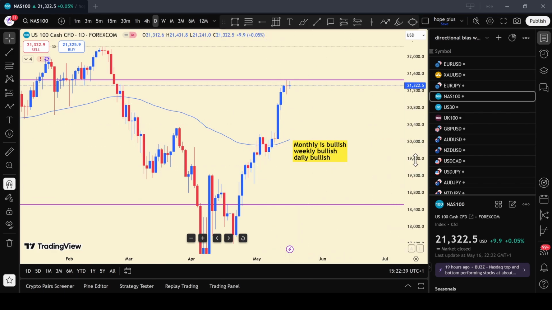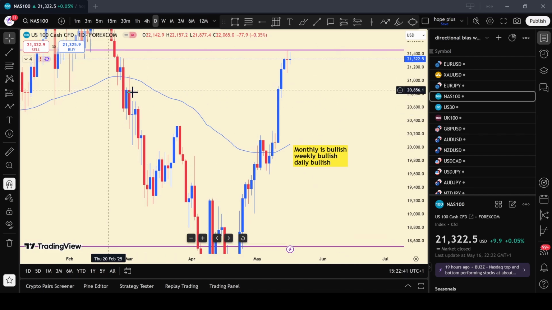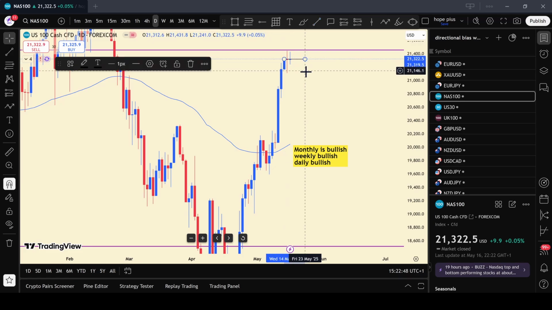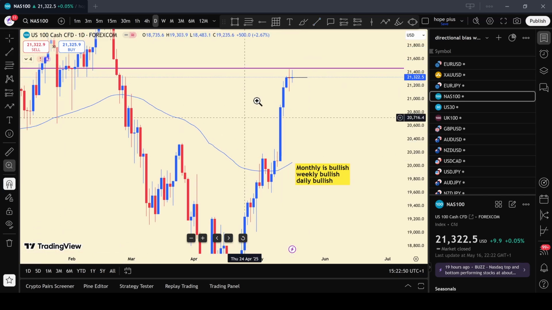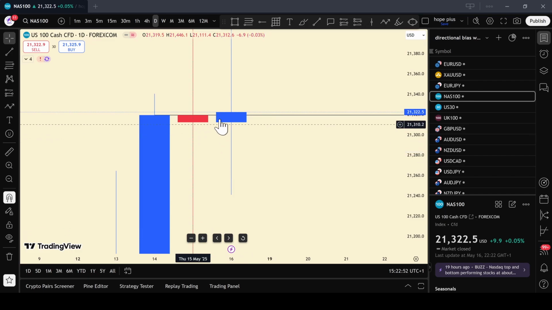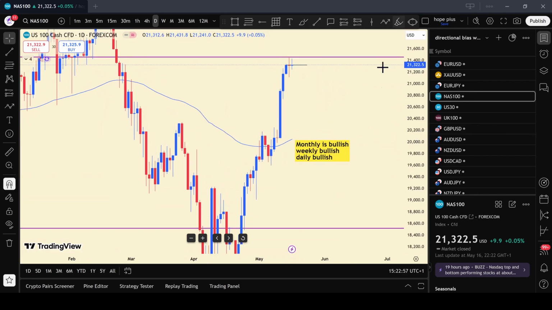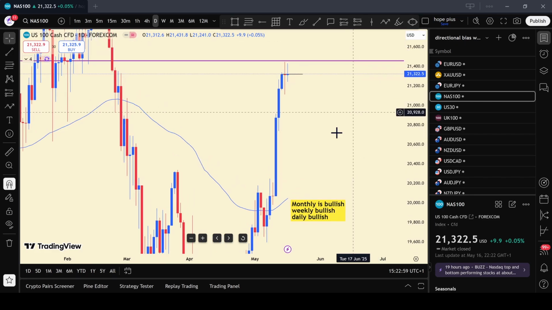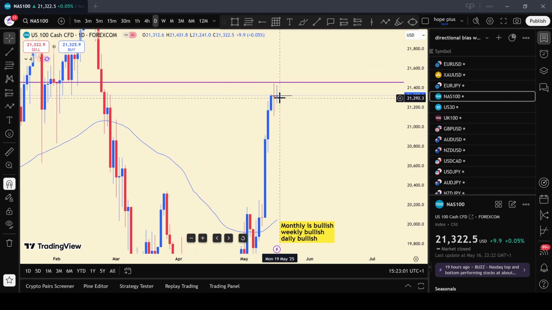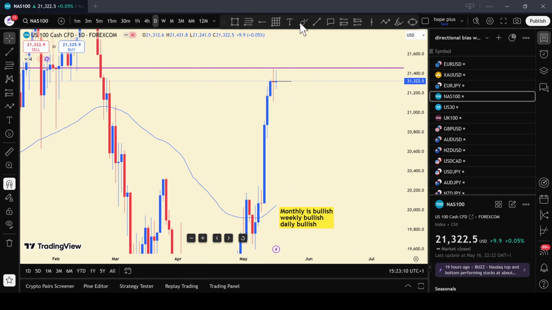But what happened is that we created a resistance. So I'm going to check if we close above that. We close above it, so it's not a very strong resistance. And then we have a fresh support created as well. But I will not be keen on looking for a bullish entry from here. I will be looking for a bullish entry from there.